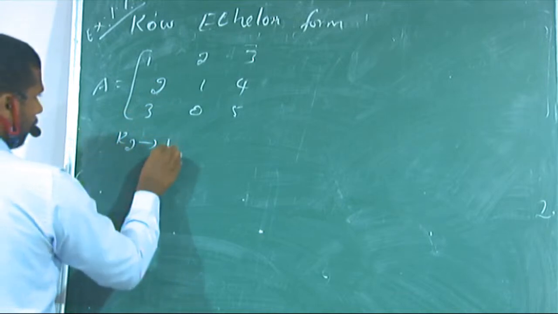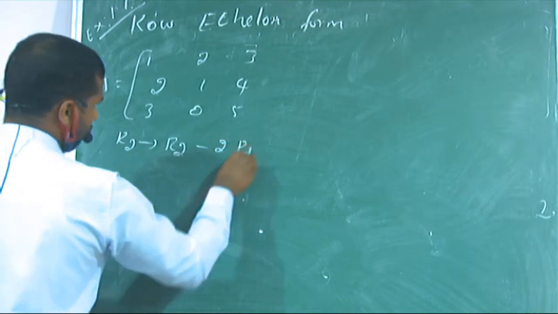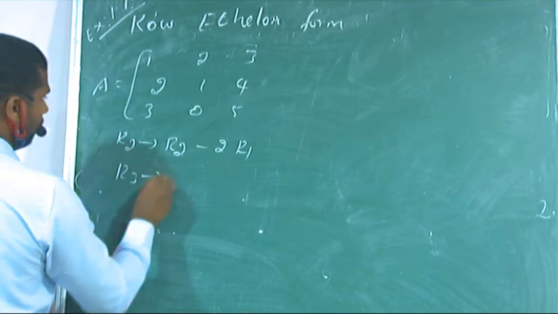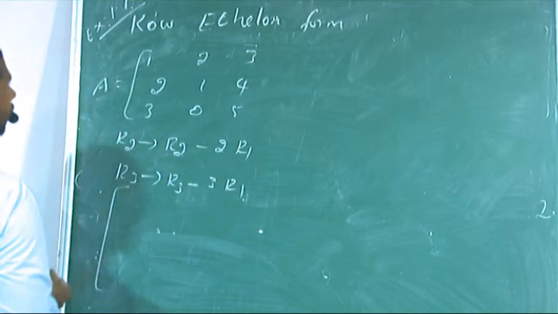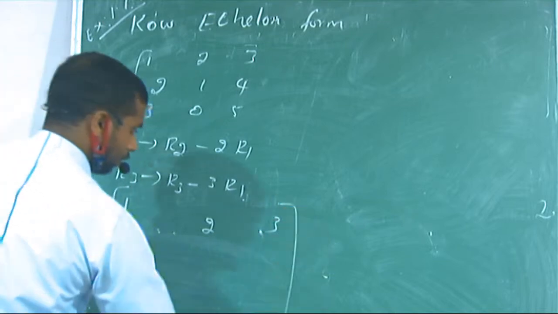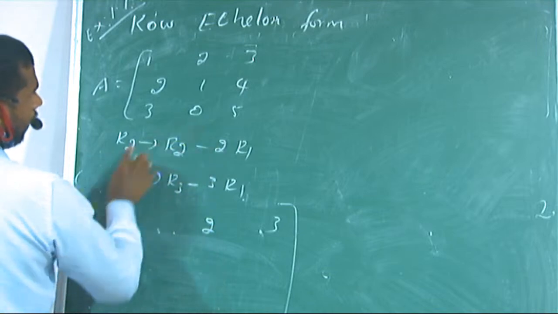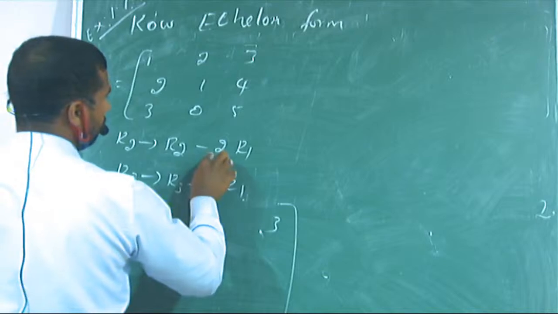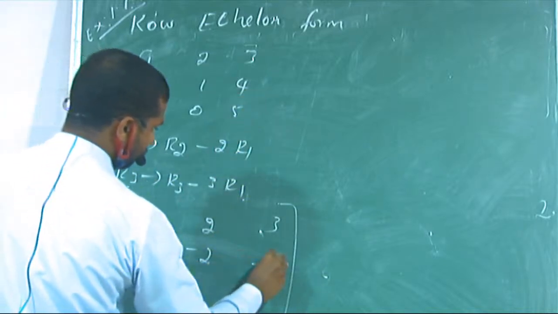So R2 becomes R2 minus 2 into R1, and R3 becomes R3 minus 3 into R1. R1 stays as it is: 1, 2, 3. For row 2: 2 minus 2 means 0. Then 1 minus 4 gives minus 3... 0 minus 2... 5 minus 8, because 2 into 4 is 8. 5 minus 8 is equal to minus 3.